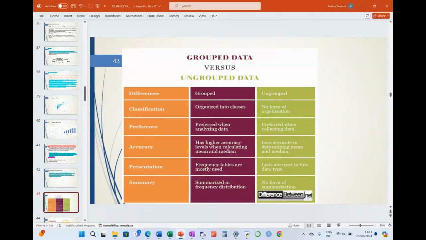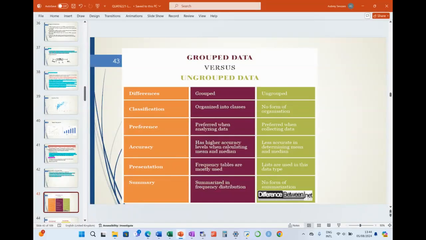Ungrouped is preferred when collecting data. It only makes sense when we are collecting the data because we haven't yet decided how we want to analyze it. If we haven't decided, then we want to group it ourselves so that we can conduct the necessary technique or analysis. If it's already grouped, that becomes problematic because we then have to ungroup it and execute the correct or ideal grouping.